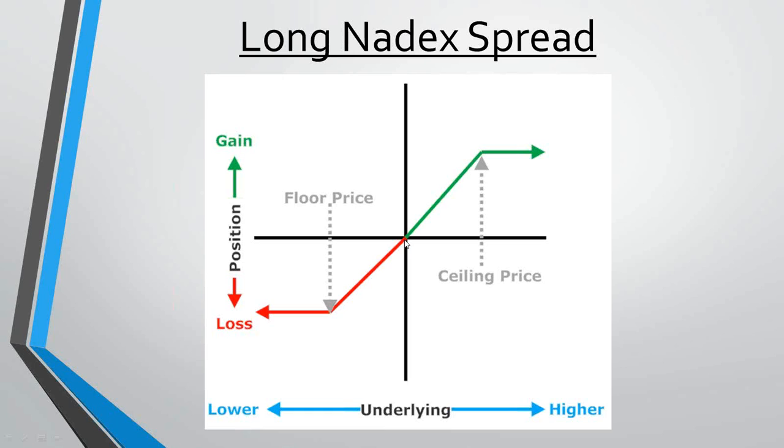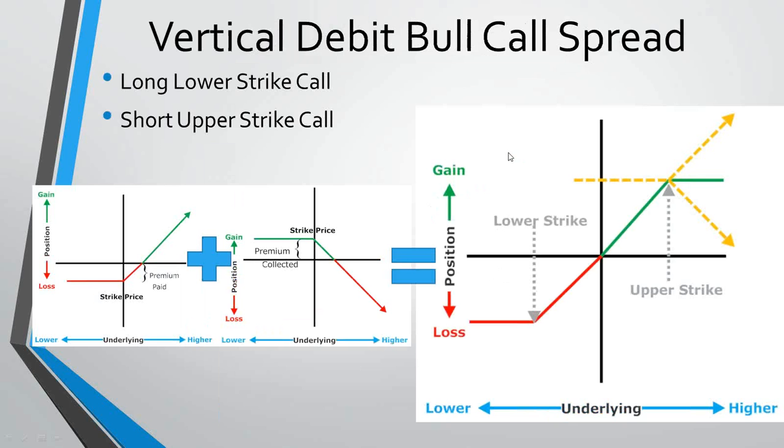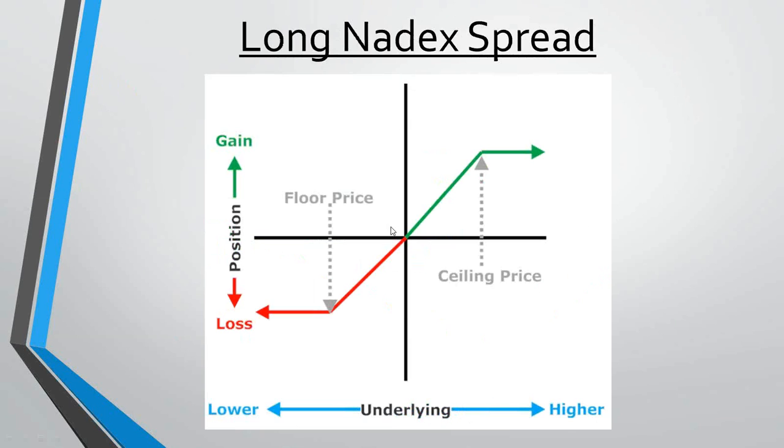If we put it on in the middle of the spread and the underlying goes higher and we're long it, we get gains up until the ceiling price where it's capped. Very similar to what this one looked like. In the vertical debit bull call spread, we had a lower strike and an upper strike. In a long Nadex spread, if we're long it, we have a floor price and a ceiling price. Why did we get this? We got it by using options. We got it by going long a call and short a call at a higher strike price.